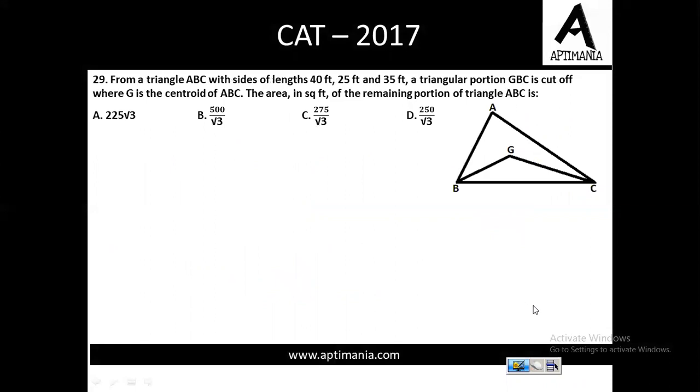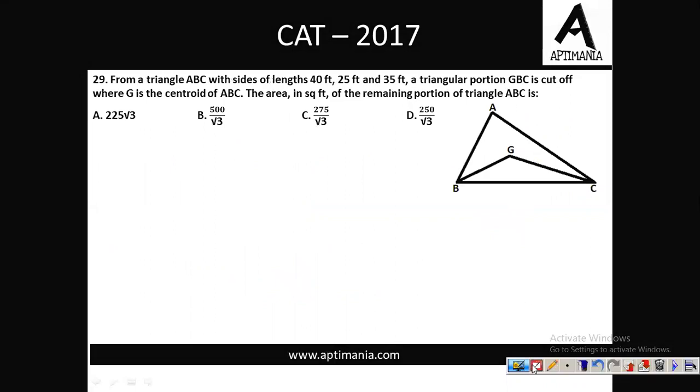Question number 29 is on the screen. Let's try to figure it out. From a triangle ABC with the sides 40, 25 and 35, right? So let it be 40, let it be 25, let it be 35. A triangle GBC is cut off where G is the centroid of the triangle ABC. Now there is a very important property related to the centroid of a triangle. If a centroid is joined to the 3 vertices of the triangle, then the 3 triangles formed are equal in area. Now we need to find out this area.